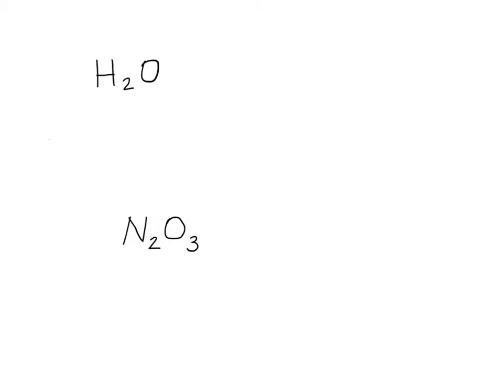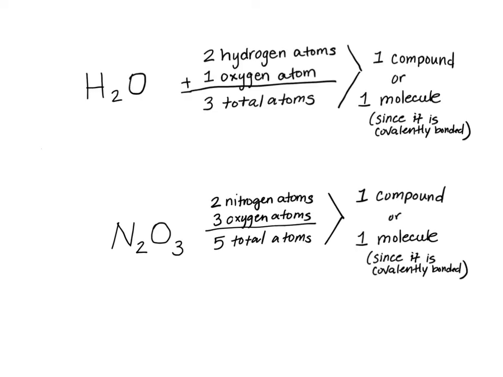So I want to talk about atoms, elements, and compounds. Look at H2O and N2O3. Try to analyze how many elements, atoms, and compounds we have in just H2O. Pause the video, play for the answer. Notice in H2O we have 2 hydrogen atoms and 1 oxygen atom that give us 3 total atoms in that compound. We can also call it a molecule since it is covalently bonded.